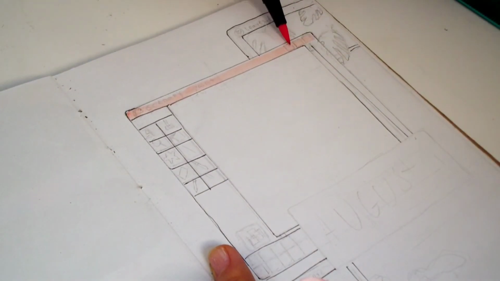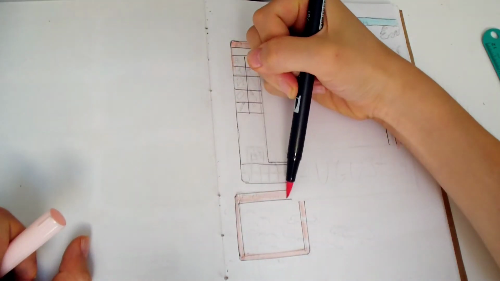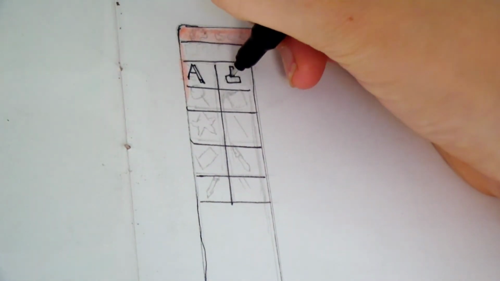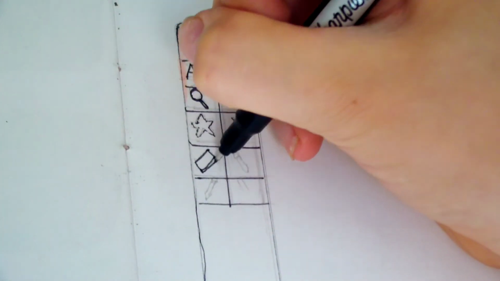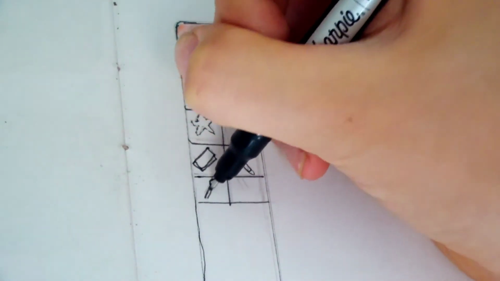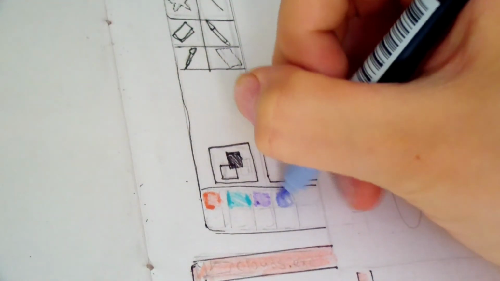I'm coloring the edges of each box with some brush markers. I stuck to blue and pink colors to match the Vaporwave theme. The middle window is going to be a paint program, so I'm drawing in the paint tools. I just doodled some simple symbols. At the bottom, I'm coloring in the paint colors using blue, pink, and purple.